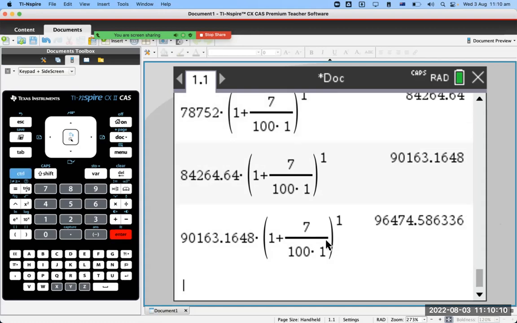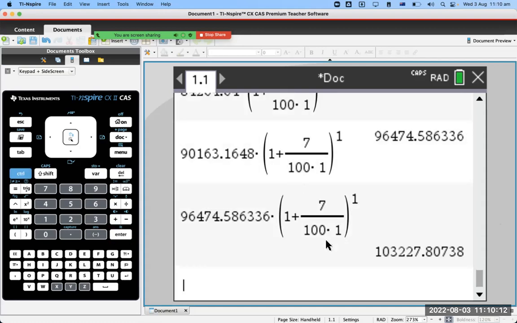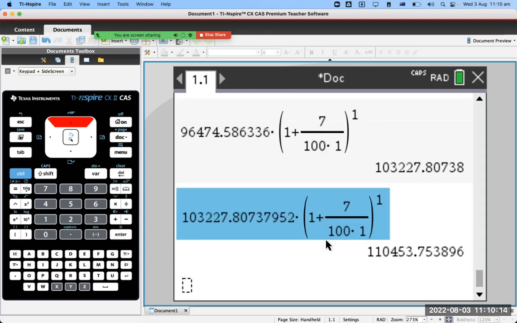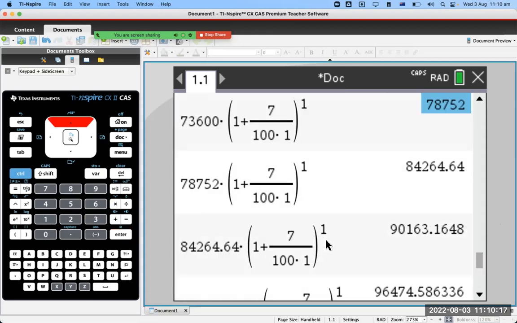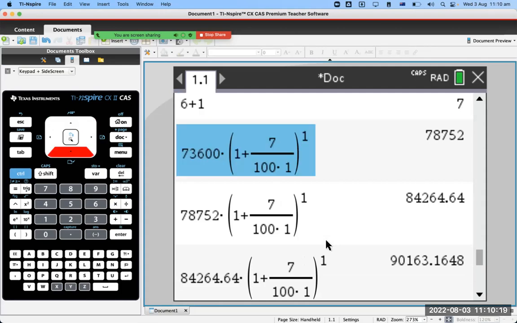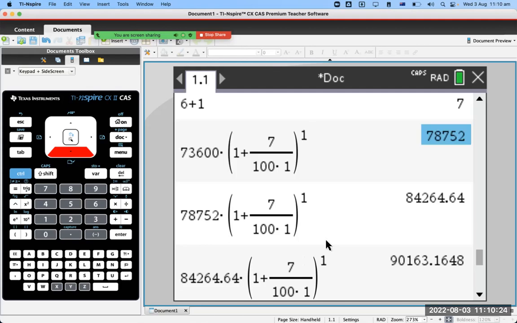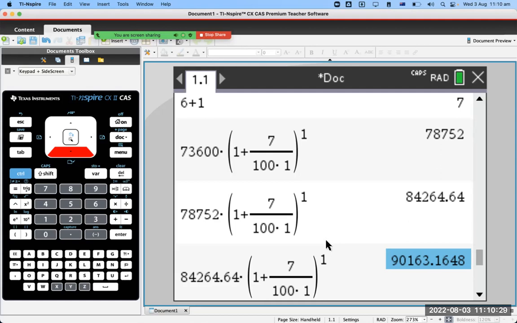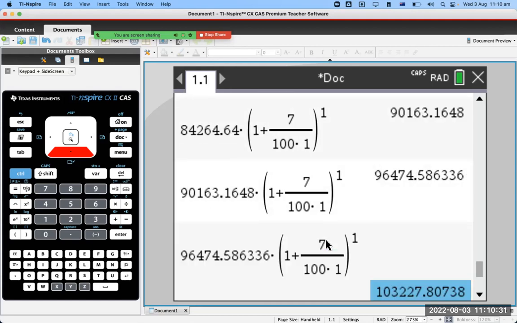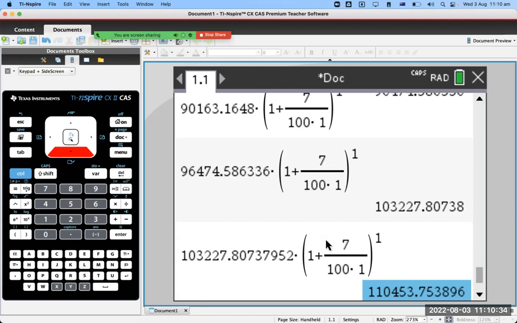Can you see how it's growing? Keeps growing. And it keeps growing, right? So how many times did we repeat? Here was our start. This is 1 after 1 year. Yes? What's this after 3 years, 4 years, 5 years, 6 years? So how many years does it take for it to grow past $110,000? 6 years. Does this make sense?